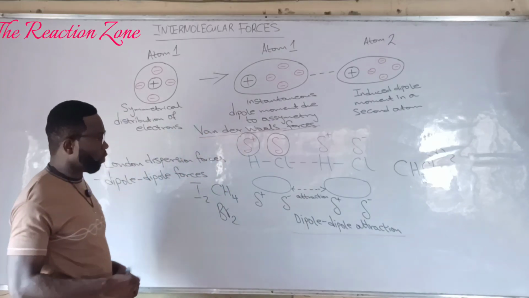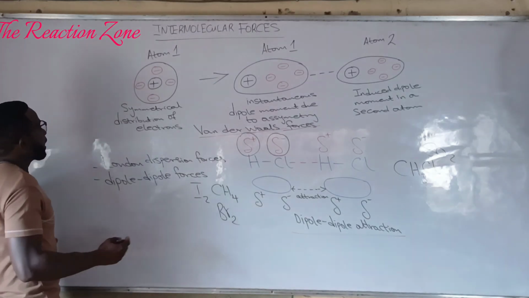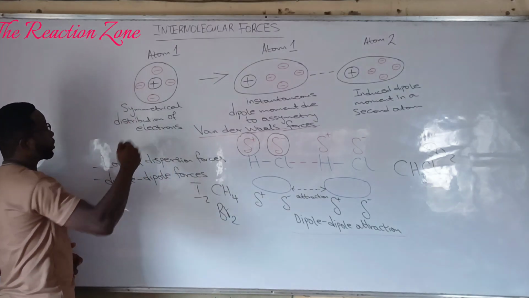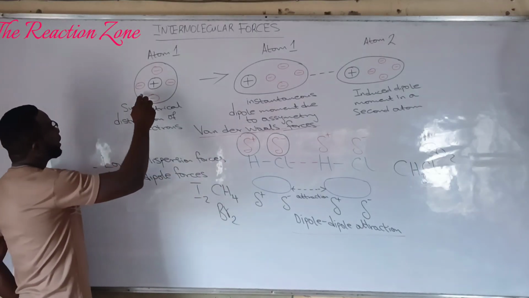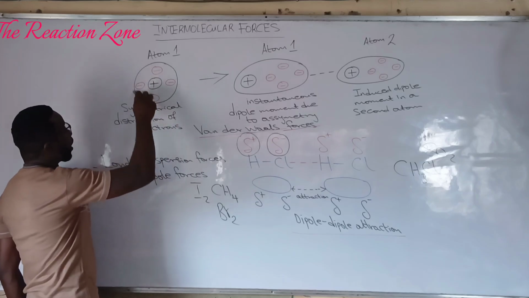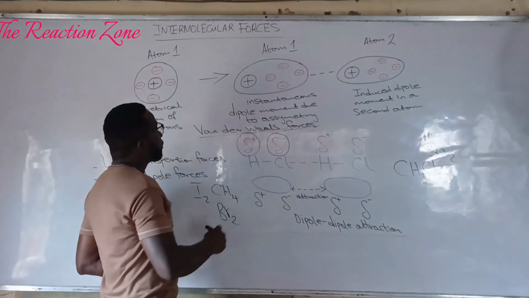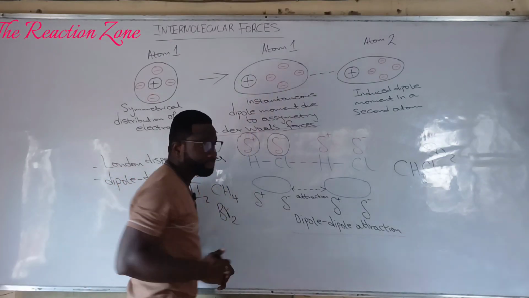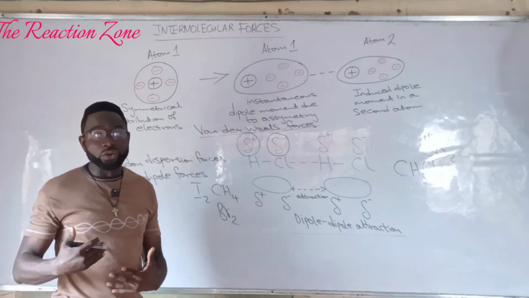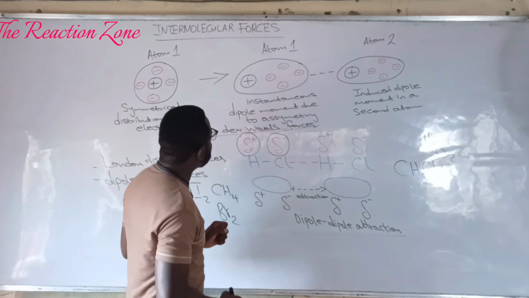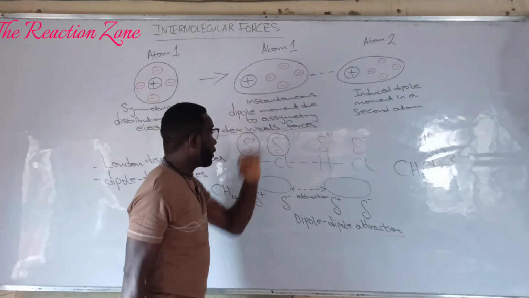And how exactly does it work? So please join me as I explain how this works out. Now, in an atom, there is usually a symmetrical distribution of electrons. Here you have atom 1. And what happens here is that the electrons are constantly moving around the nucleus. However, it is actually possible for the electrons to temporarily move to one side. And when that happens, this creates a temporary or an instantaneous dipole, whereby you have a positive charge at one end and a negative charge at the other end.